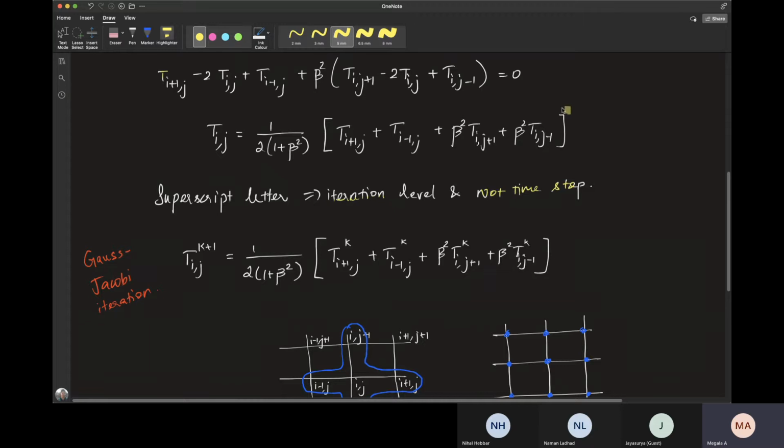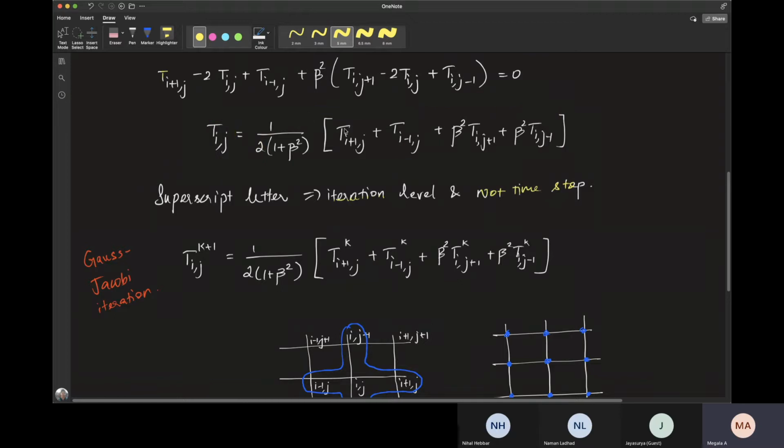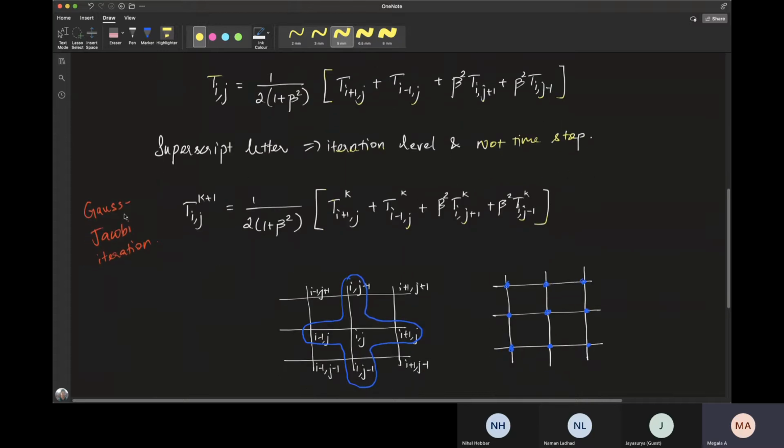So using what is there in the right hand side, we'll be evaluating Tij on the left hand side. So this is something that you evaluate in the previous iteration, whereas this is something you evaluate in the current iteration. So I've put iteration level k for all the terms on the right hand side, whereas I've put k plus 1 for the term on the left hand side, which is Tij. So this is known as the Gauss-Jacobi iteration.